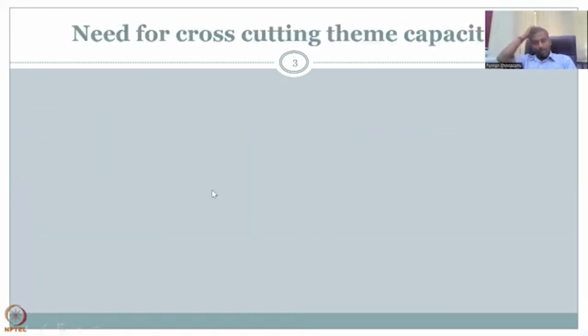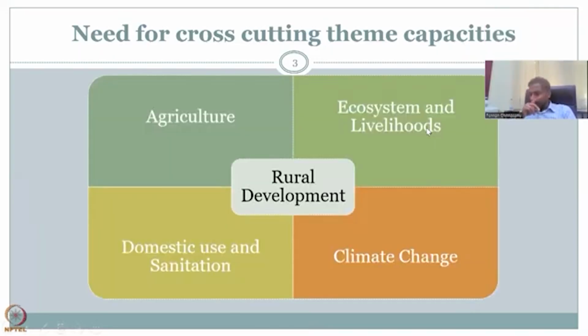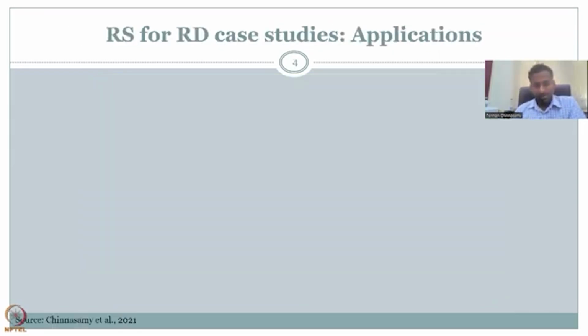Please remember that all these options do exhibit a cross-cutting theme, because rural development is a complex entity. There's agriculture and rural development, ecosystem and livelihoods, domestic use and sanitation has to be addressed, and climate change, which is hampering the rural development scenario more, has to be addressed. So all these are there, and we have to be very focused on collecting data and mapping them so that we attenuate or reduce the impact on the ecosystems.